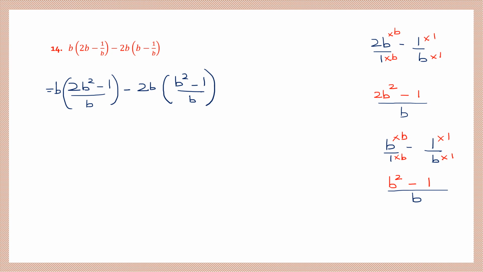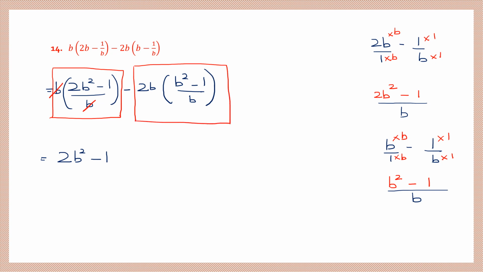Now let's take only this part and see what we can do. Here, as you know, this is multiplication. So if it is multiplication, I can do some cancelling, isn't it? I can cancel the numerator and the denominator. So the b's get cancelled. So what do I have left now in the numerator? 2b square minus 1. Similarly, let's go to the other side and let's take only this much.